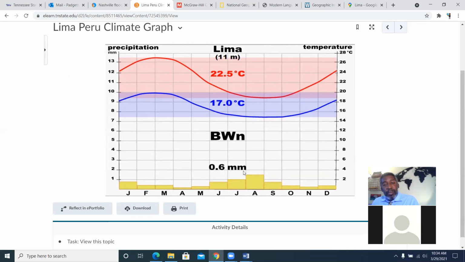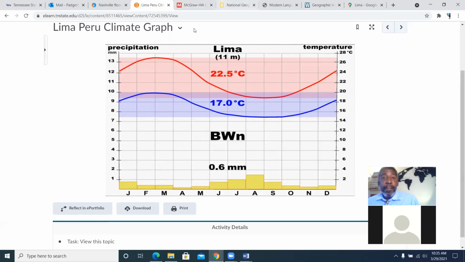No, wait, I'm sorry. It's 11 millimeters. Yes, 11 millimeters is the cumulative total of the millimeters of precipitation that fall in this area. But still, 11 millimeters is not a whole lot of precipitation. That's less than half an inch. So less than half an inch of precipitation falls in Lima, Peru throughout any given year.